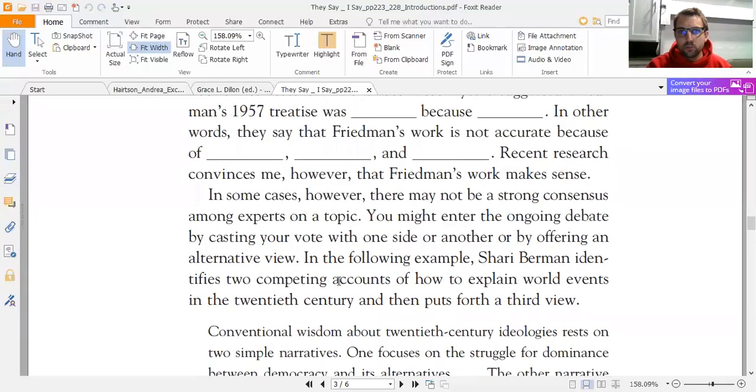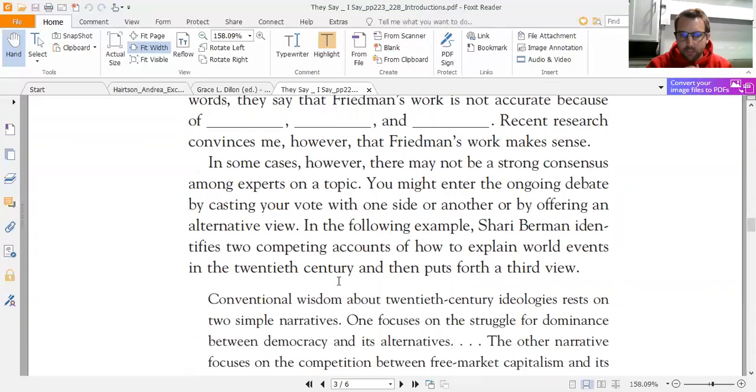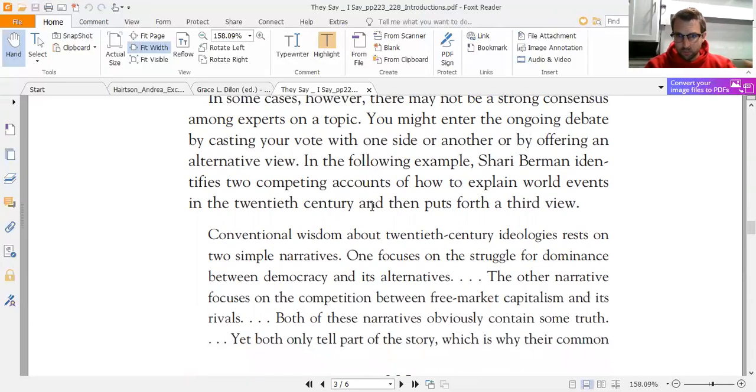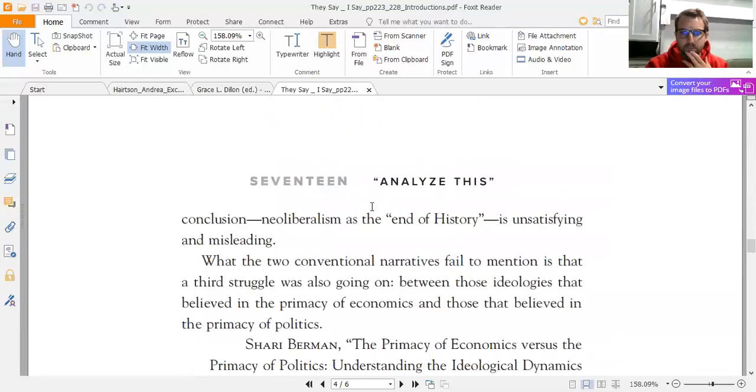And I don't want to belabor this too much, but I do want to go down into this a little bit more. Like it says, you might enter an ongoing debate by casting your vote with one side or another. That's a great entry point. I've seen some people already do that, that there are arguments being made for one thing or another, or maybe some people are reading data this way and another group's reading data this way. And you say, well, I really recognize this group's data they're reading. Here's why I recognize this group's data and their reading of it.